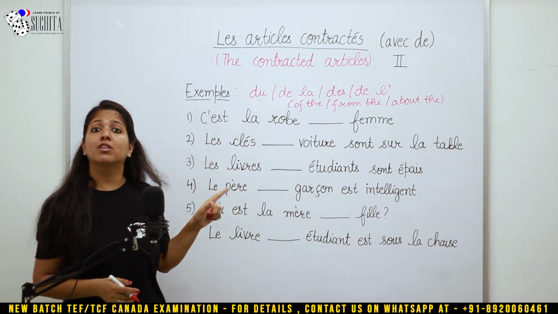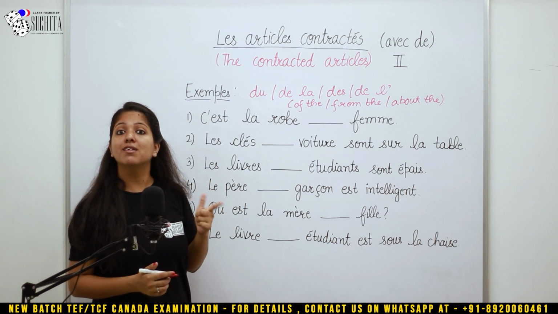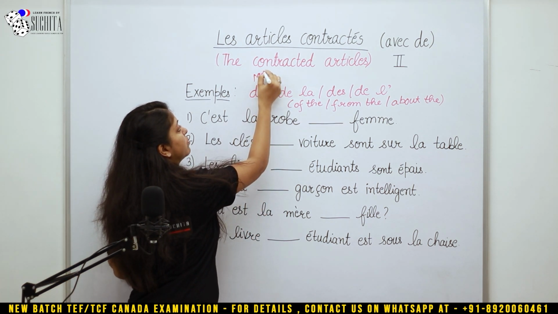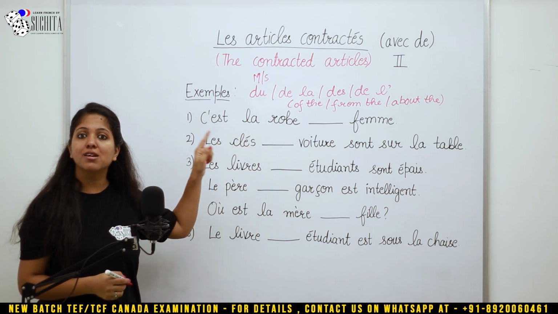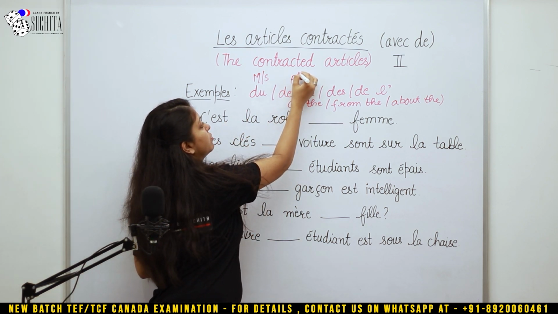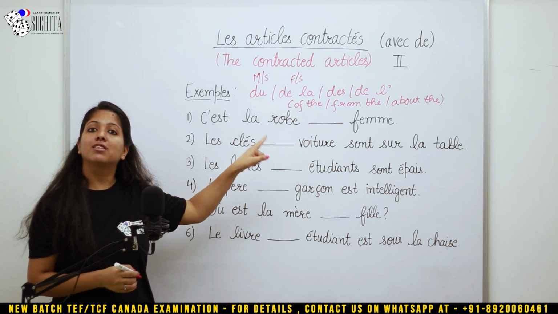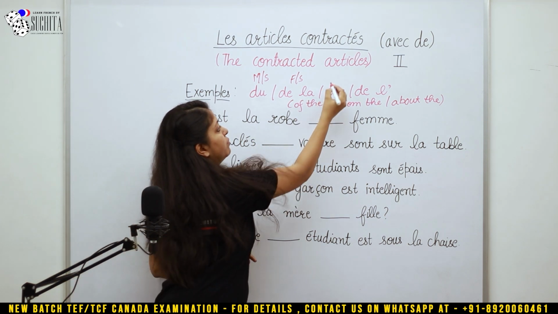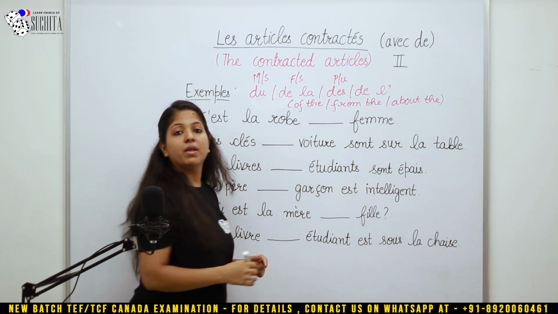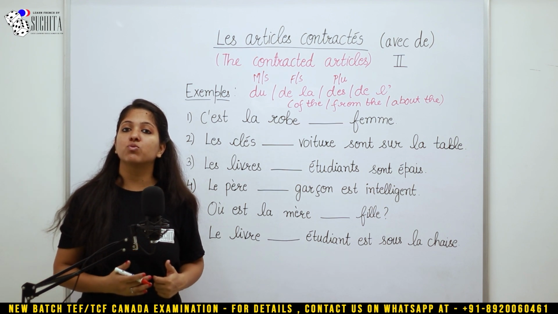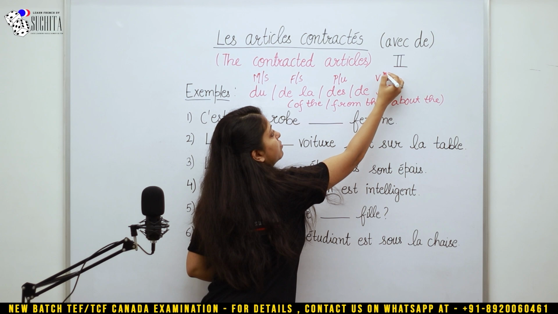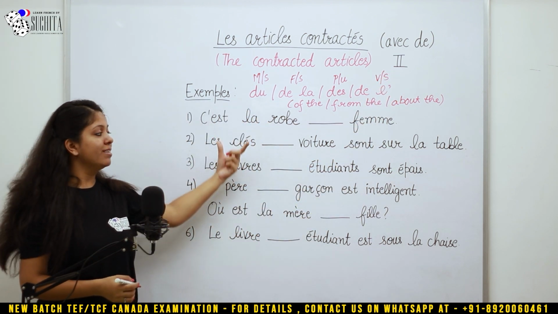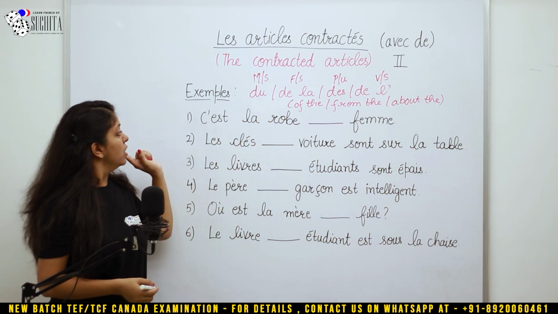Du, you use for the things which are masculine and which are singular. De la, for the things which are feminine and which are singular. De, for the things which are plural. And the L apostrophe for the things which begin with a vowel and which are singular. So, let's just start with the examples.